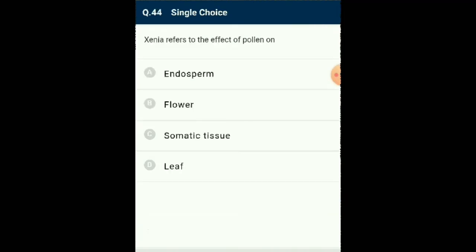Question number 44. Xenia refers to the effect of pollen on. The direct effect of pollen on embryonic and endospermic tissue is known as xenia. Xenia is the effect of pollen grains on the fruits and seeds of the plant. The pollen has a significant effect on the next generation of the plants. It could have an effect on the fruit color, size, maturity, etc. Xenia effect results in the different colors of maize kernels. So the answer for this question is option A, endosperm.